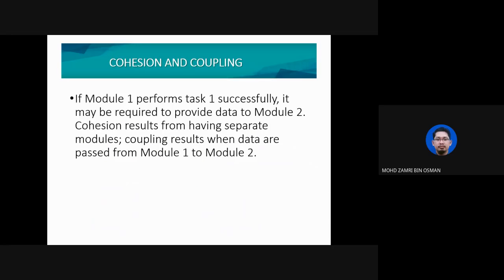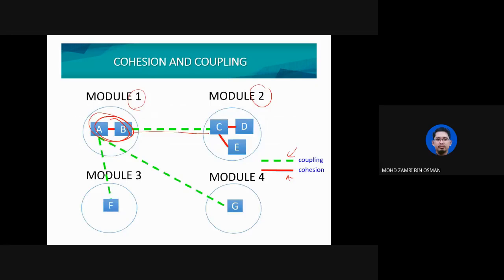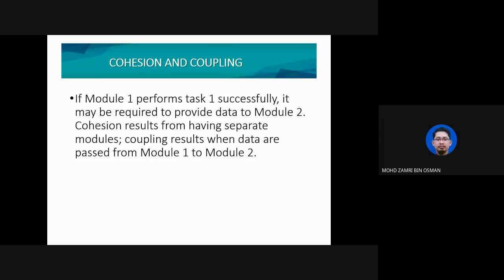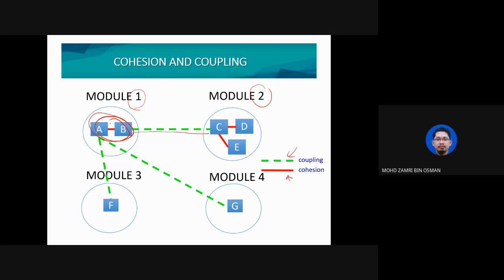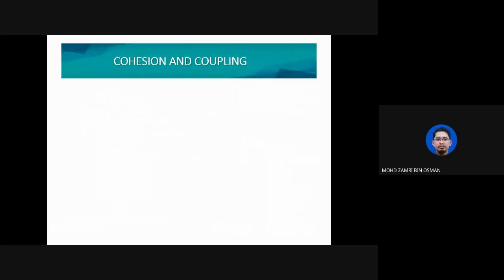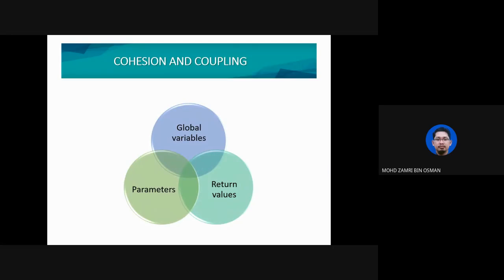If module 1 performs task 1 successfully, it may be required to provide data to module 2. So cohesion results from having separate modules, and coupling results when data are passed from module 1 to module 2. Right now we have an interaction between module 3 and module 4. This is just to give you some idea of how cohesion and coupling look like.